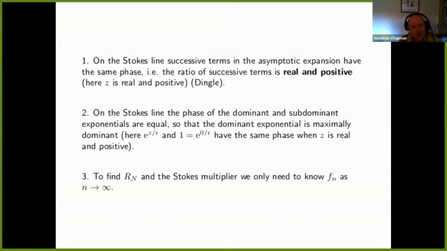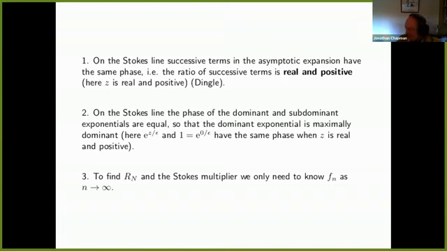Along with that, on the Stokes line, the phase of the dominant and subdominant exponentials is the same. And that means that the dominant exponential is maximally dominant. So here the two exponentials are e to the z over epsilon and 1, and they've got the same phase where z is real and positive.